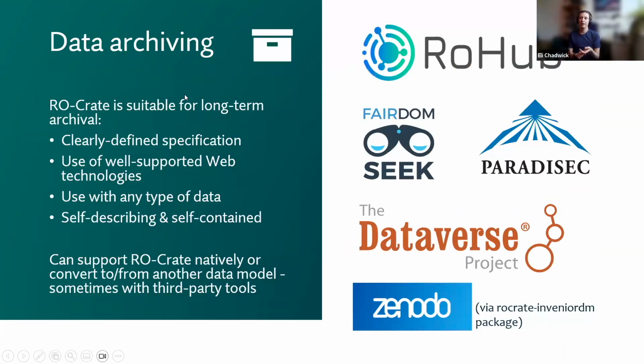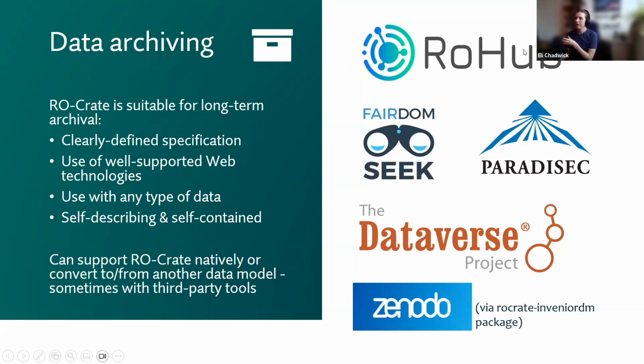A second major use of RO-Crate is in this data archiving context. So RO-Crate's really well suited to long-term archival, and indeed this is one of its original aims. So it's got this clearly defined specification. It's built on these well-supported web technologies, so a lot of things can interoperate with it by default. You can use RO-Crate with any kind of data, and it also aims to be self-describing and self-contained. So you should be able to take an RO-Crate metadata file, and it could be completely isolated from the rest of the world, and it can still work to describe to you what is this data and what is this crate about.